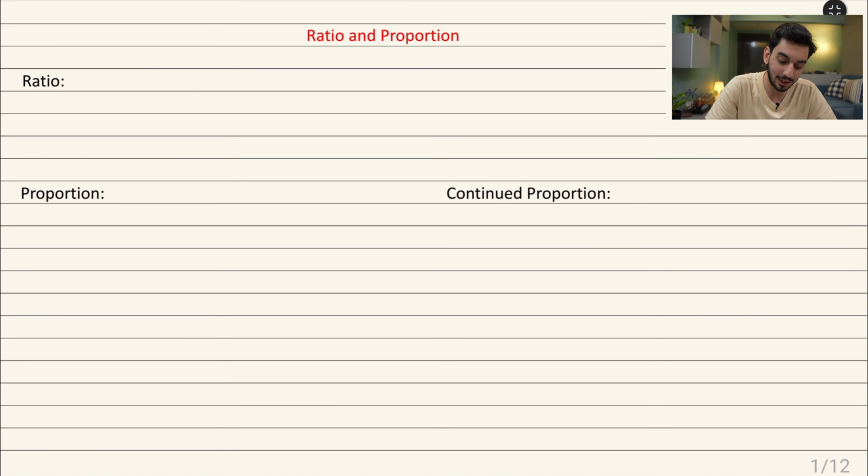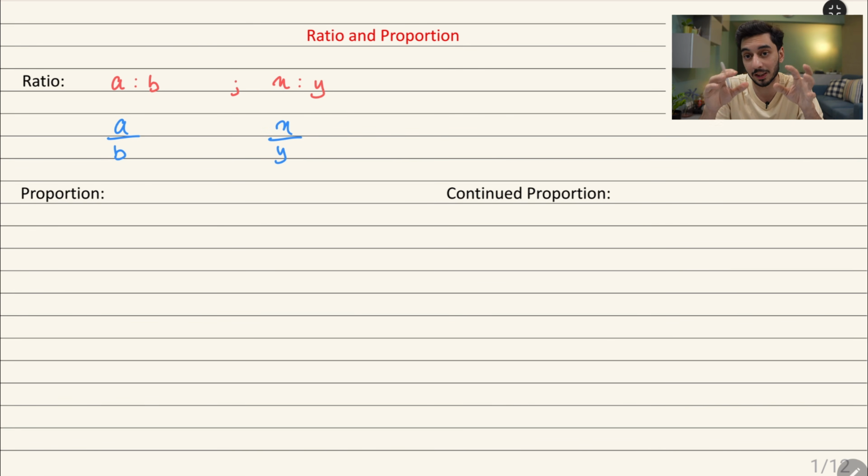Okay, so I basically represent ratios as A is to B, or maybe X is to Y. Now for simplification purposes, we also write the ratio in terms of fractions. So A upon B, and this could be X upon Y. This is just for simplification, it is not the same thing.